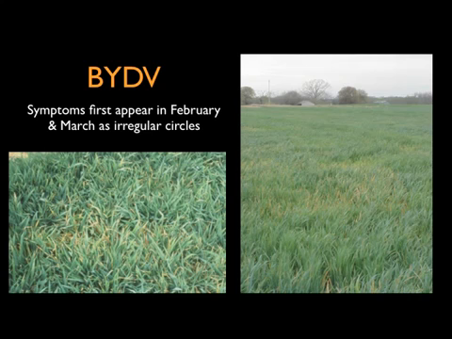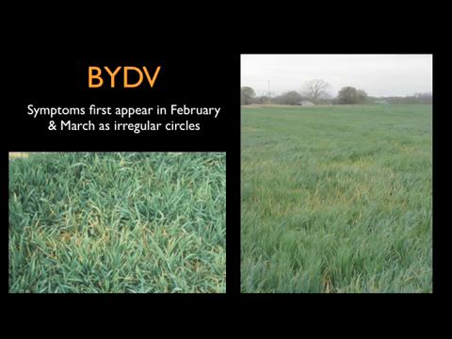Barley yellow dwarf virus symptoms are seen first usually in February, but it's more so in March and April that you can really start telling the symptoms of BYDV, because the effects of cold, wet soils through the winter are starting to fade by then.